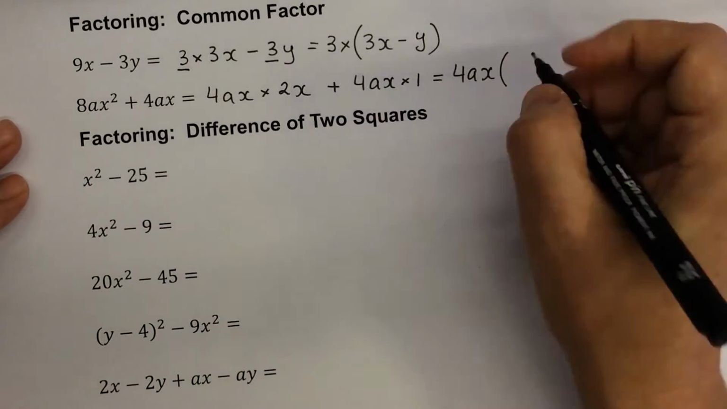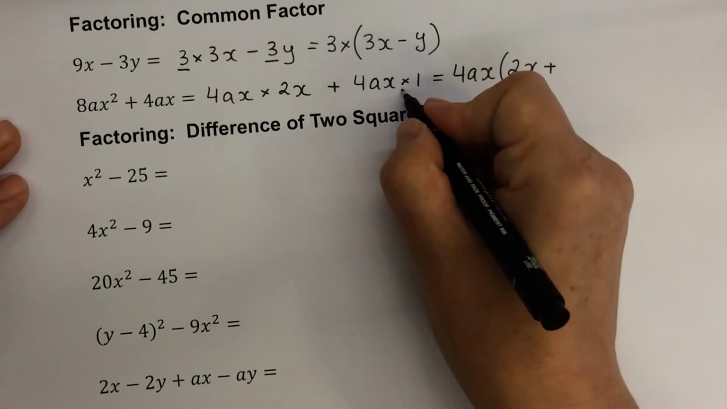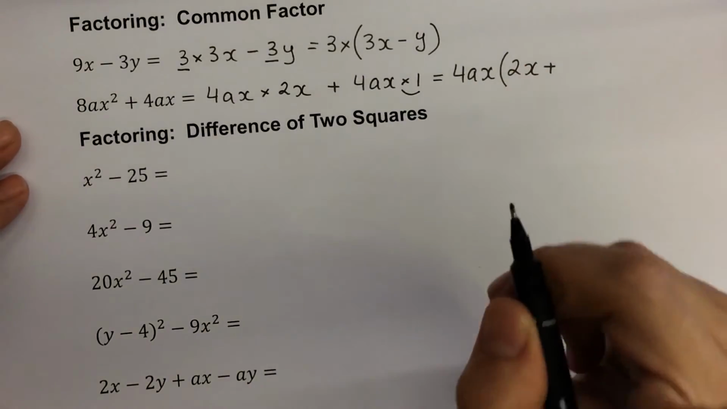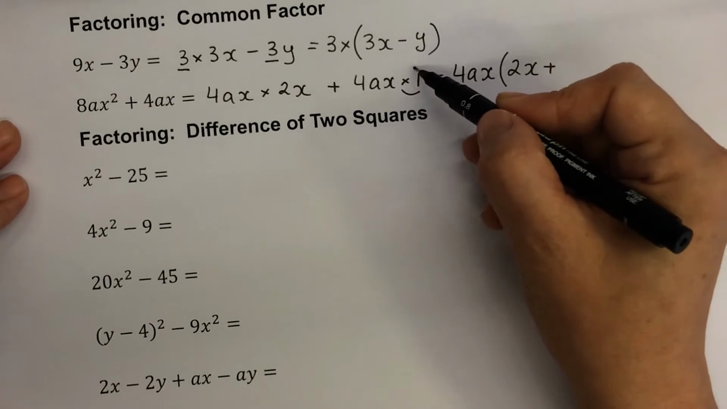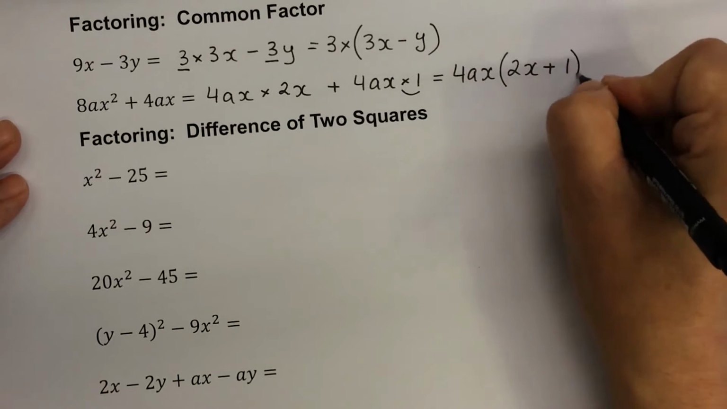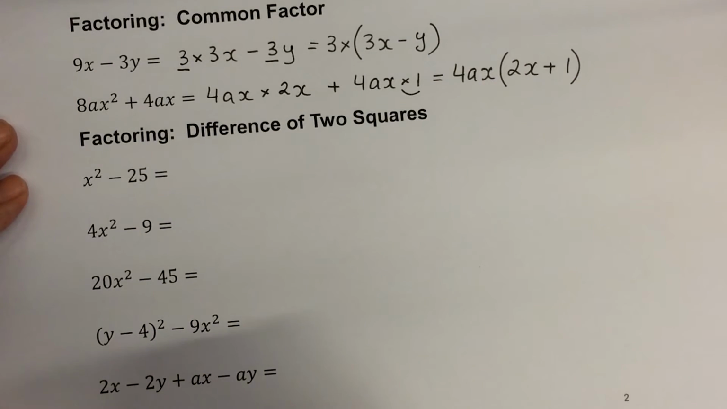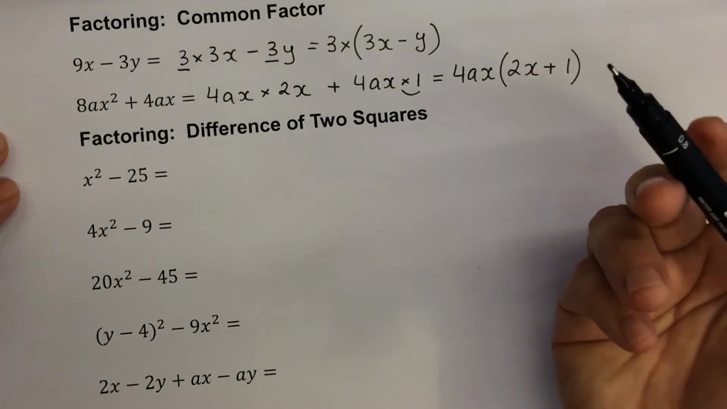So from the first term we have 2x, and from the second term we have 1, not 0, because a lot of people make this mistake. When you multiply, the remaining of the product is 1. So we factorize.